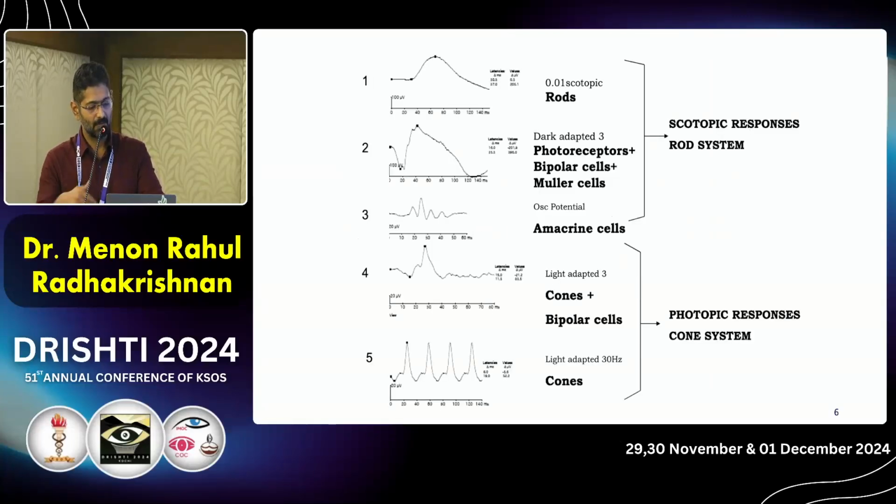Now this is a normal ERG that we see. We have something called a scotopic response, which is examined in a dark adapted state, and you have the photopic response.